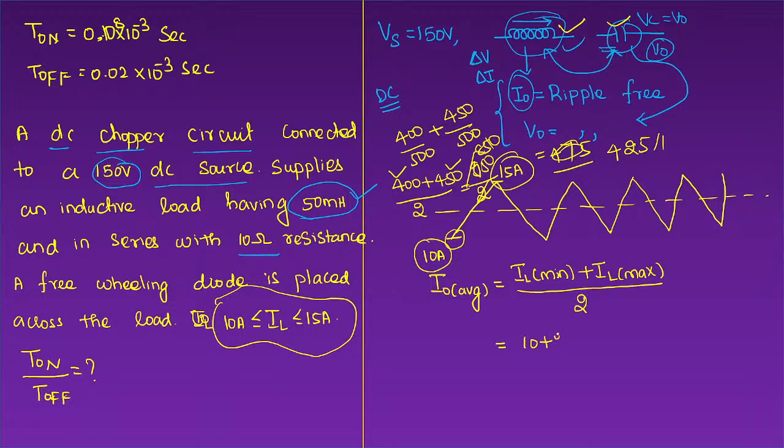So when both are given, 10 plus 15 upon 2 will become 12.5. See, 10 plus 15 will be 25, and 25 by 2 will give you 12.5 ampere. So we found the value of the average current.